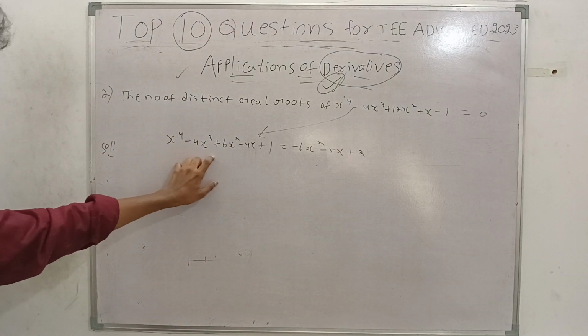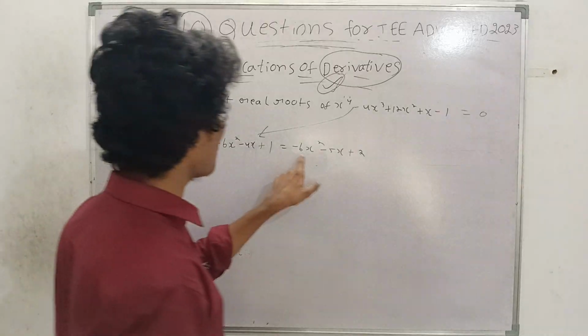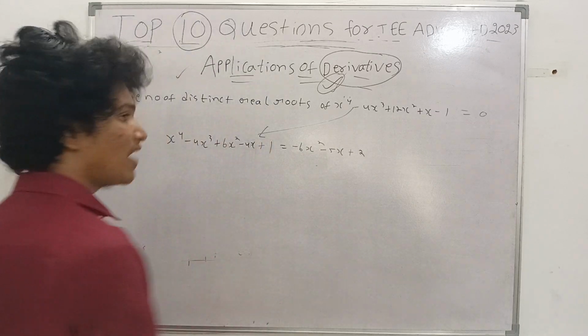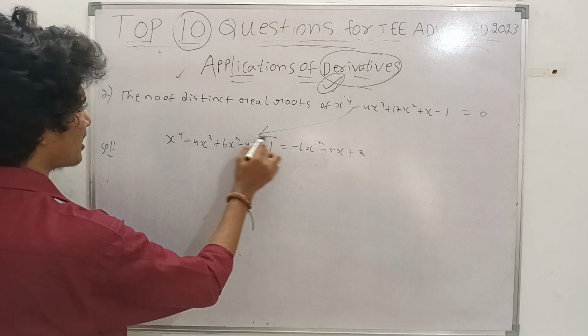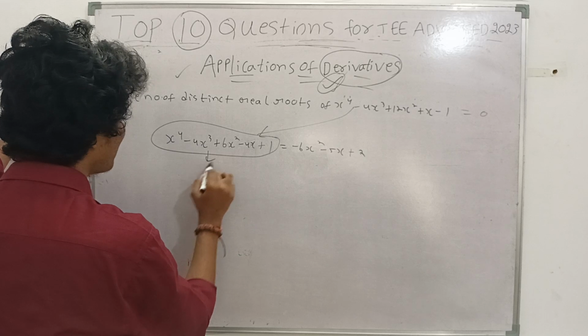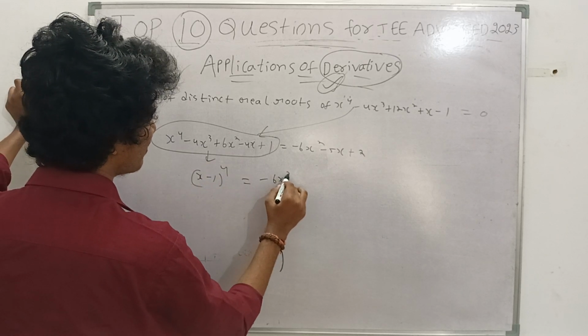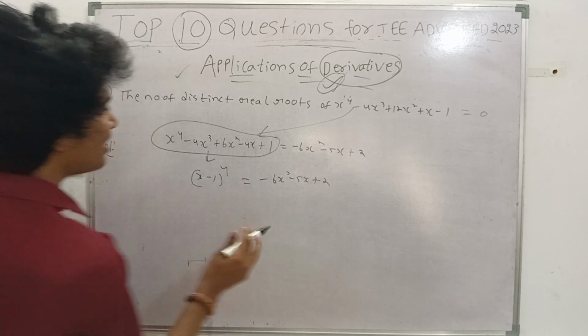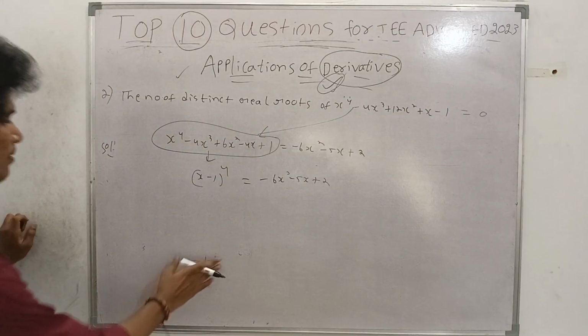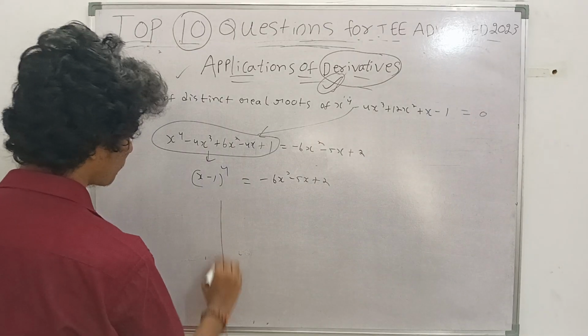So x power 4 minus 4x cube plus 6x square minus 4x plus 1 equal to minus 6x square minus 5x plus 2. Why did I write this? Because if you observe carefully, this is completely x minus 1 whole power 4, and this thing is minus 6x square minus 5x plus 2. To interchange like this, I wrote this, and x minus 1 whole power 4.